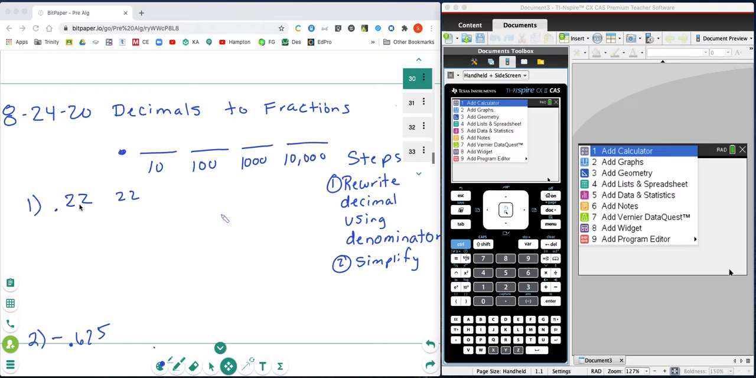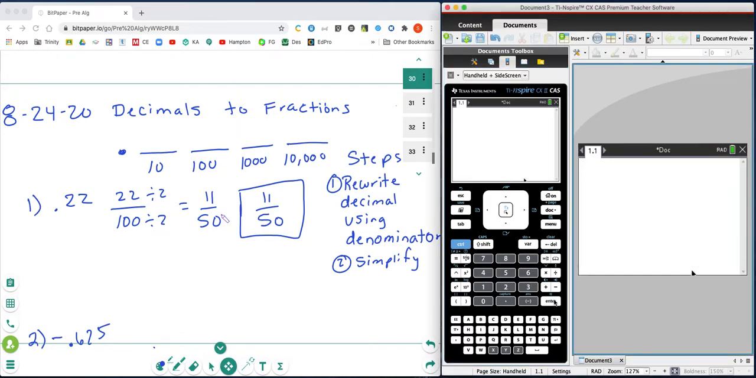All right, so we're going to go ahead and write 22 over 100. And then we need to simplify. So we're going to see what we can reduce by. These are both even numbers, so we can divide the numerator by 2, we can divide the denominator by 2, and we're going to get 11/50. So our answer is 11/50.